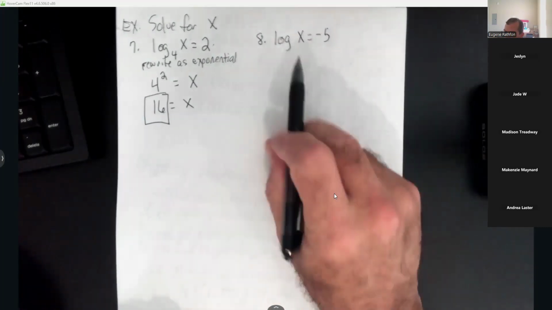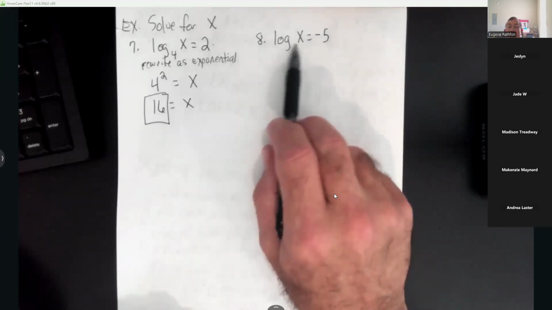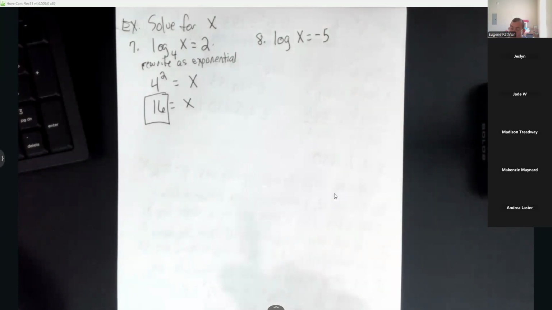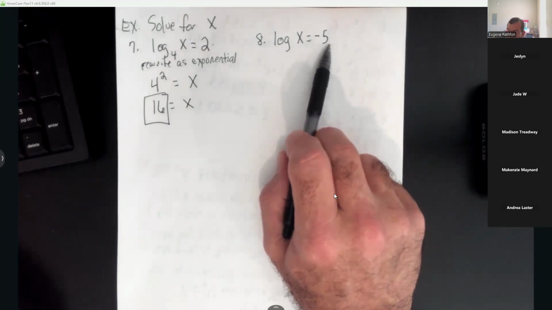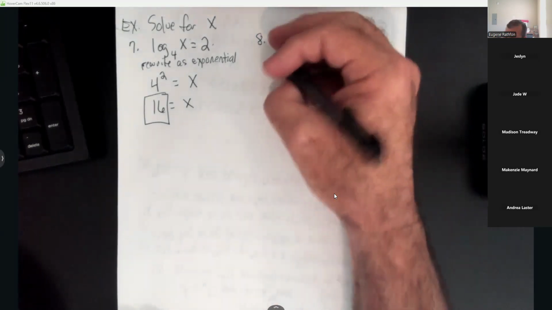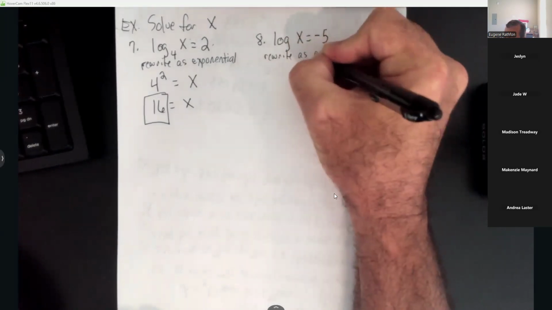Anyhow, so here we go. I don't have but one log on this side, no logs on that side, so I don't have any logs to combine. I don't have a log base equal to a log base because there's just a number over here. So remember, at this point, we're going to rewrite as exponential.